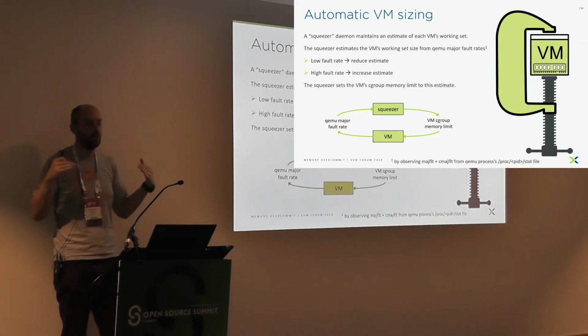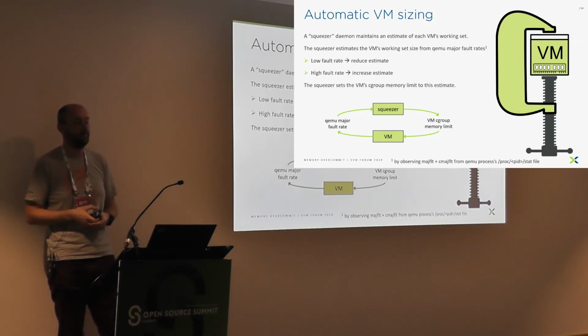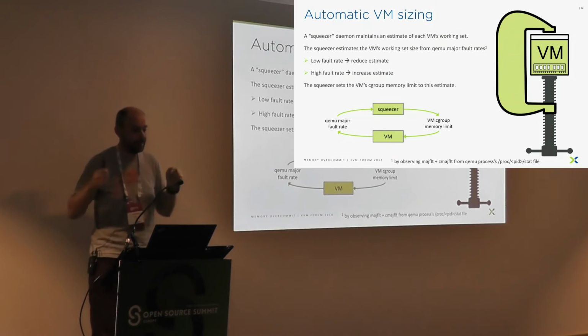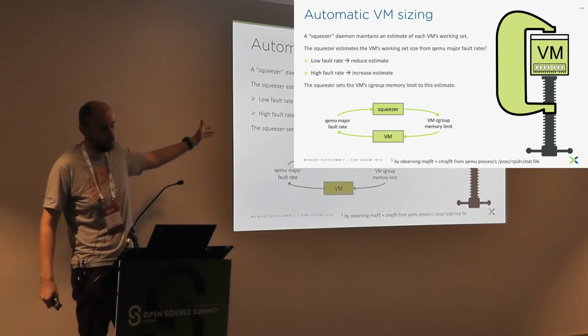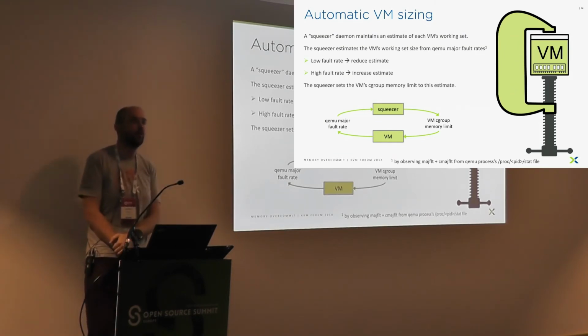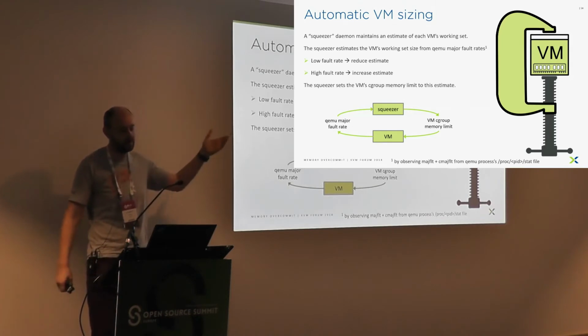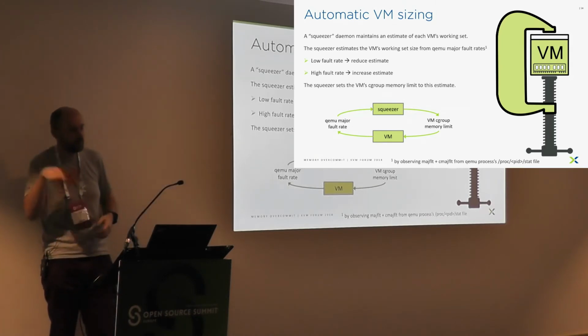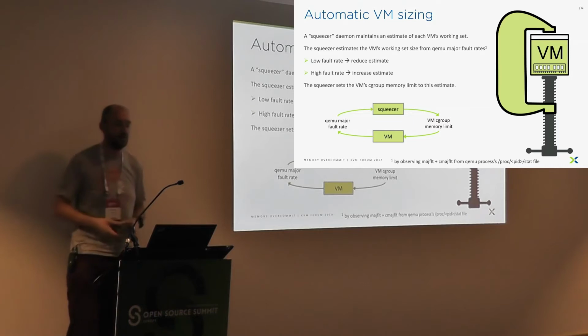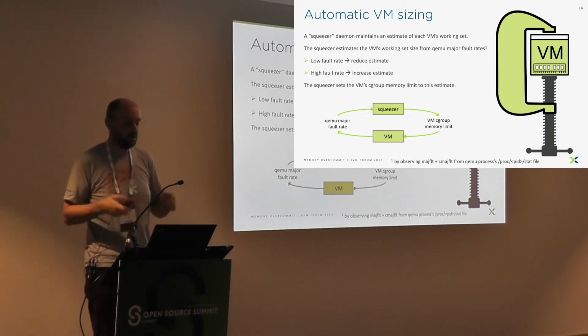If we set it too low, then the VM will respond by complaining, and that will be visible and observable by the QEMU major fault rate increasing. And then the squeezer daemon sees that and then responds. So we've got this nice feedback cycle. So this is good for automatic sizing.